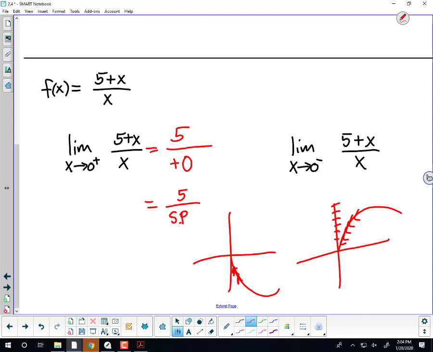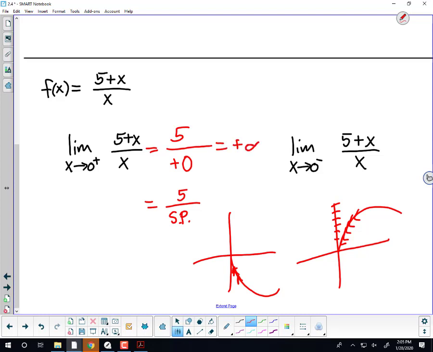Like some people I just see put SP for small positive. There's no agreed upon notation, so whatever makes sense to you, write that. So the numerator is approaching 5, but the denominator is getting smaller and smaller through positive values. So what is our quotient? 5 over smaller and smaller positive values approaches infinity, right? 5 over a smaller and smaller positive number is a larger and larger positive number.